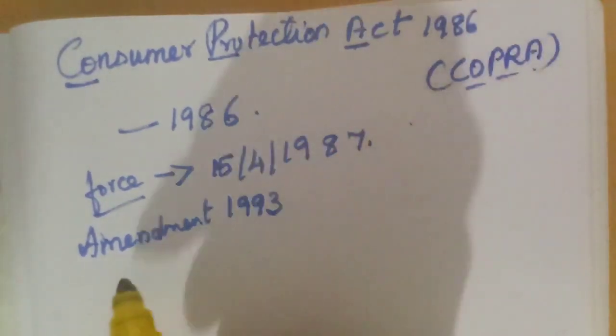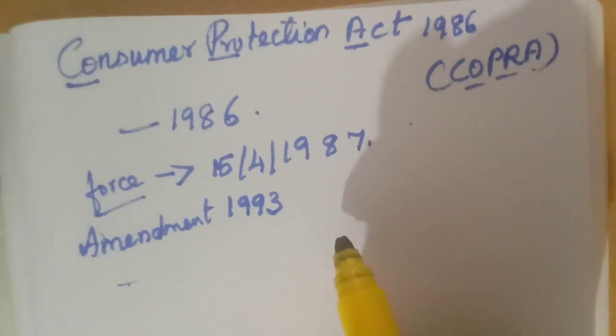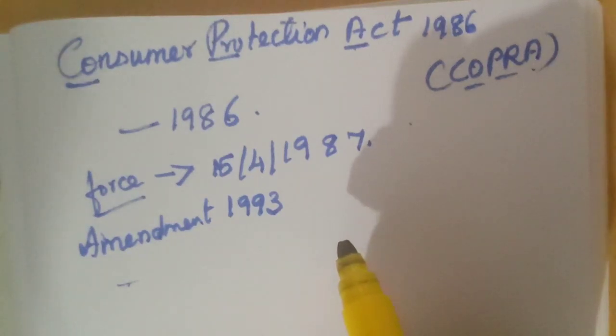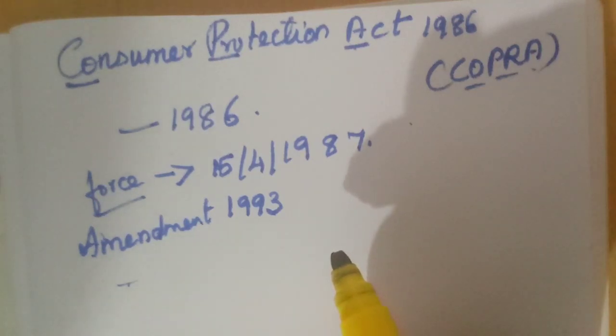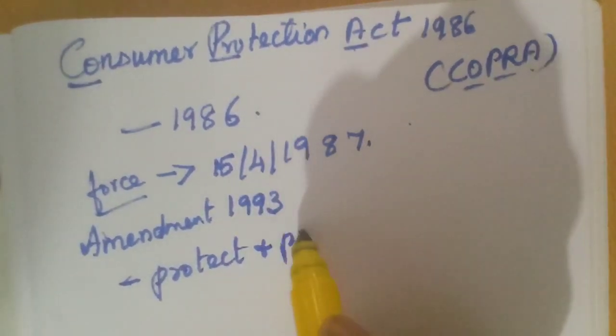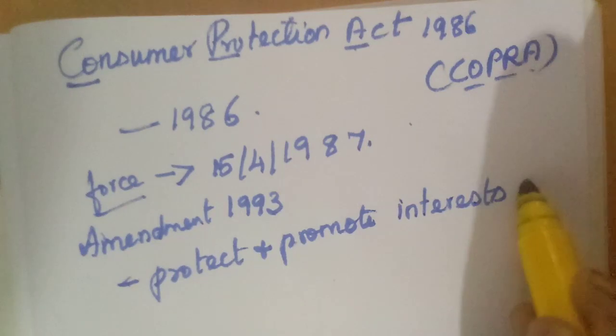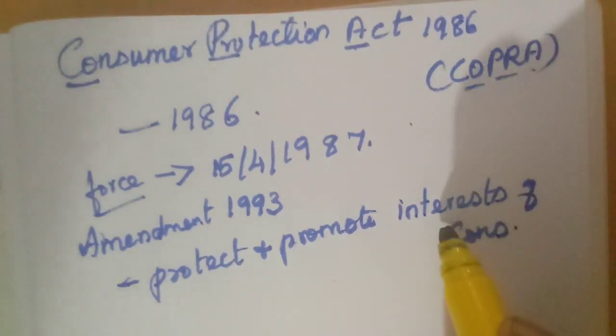What is the main aim? We know very well, to protect the interest of the consumers, or rather not only protect but also promote the interest of the consumers. They have to safeguard the interest of the consumers from defective goods, damaged goods, unfair trade practices, adulterated goods, and hoarding. From all that exploitation, they have to protect the consumers. To protect and promote the interest of the consumers is the main aim of this act.